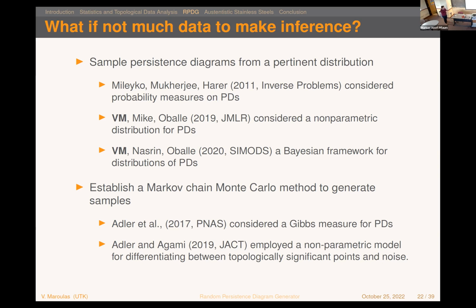Okay, but today we will be talking about how, let's say I have a distribution, how can I draw samples out of that? And the thing that comes to mind is a Markov chain Monte Carlo. A Markov chain Monte Carlo would basically let you draw samples out of a distribution. Now, Adler considered an MCMC method using a Gibbs measure for persistence diagrams. Okay, and a follow-up paper had something similar, but it was a non-parametric method for differentiating topologically prominent points from noise. So this 1, 2, 3, 4, 3, 4 that I had earlier from the blue region 5.